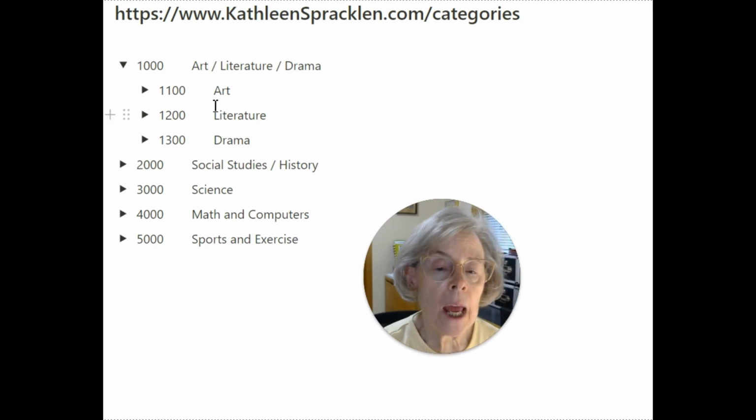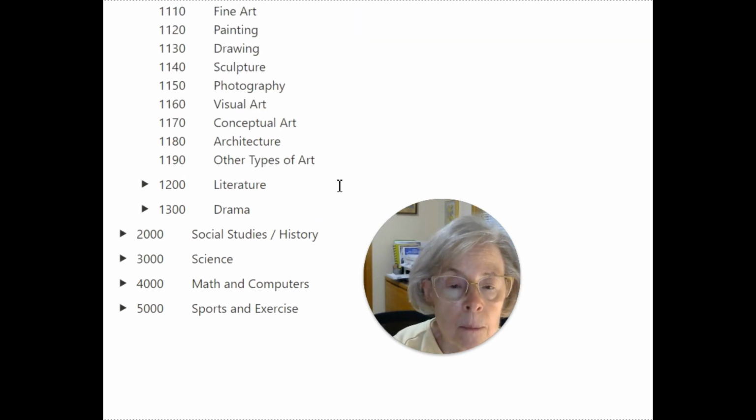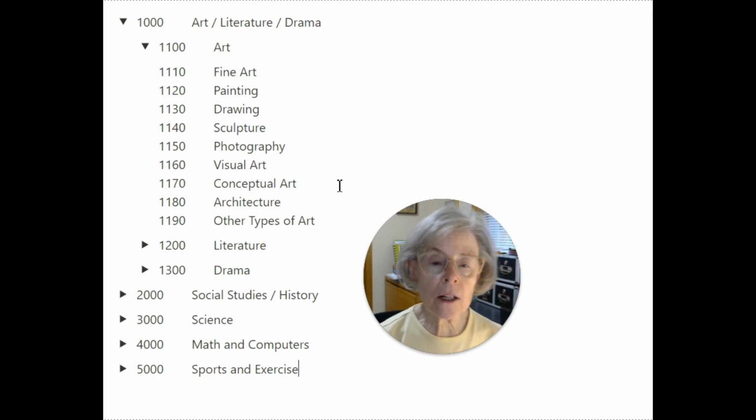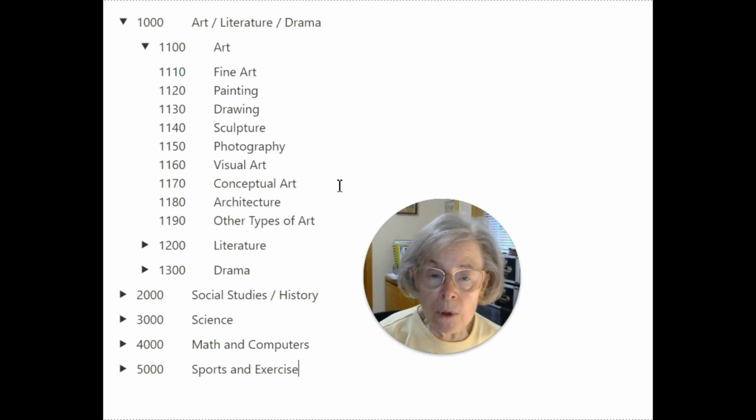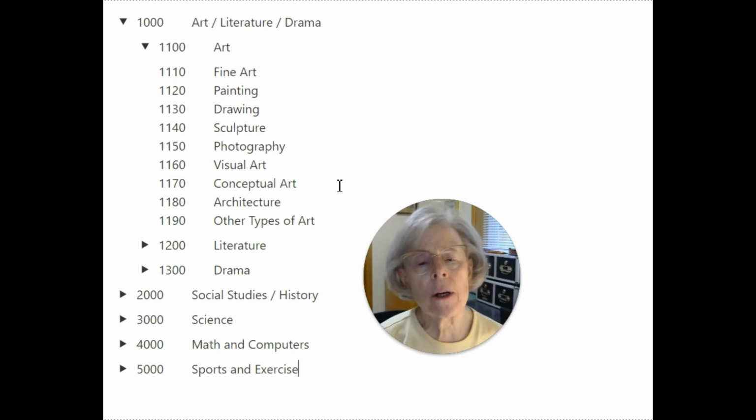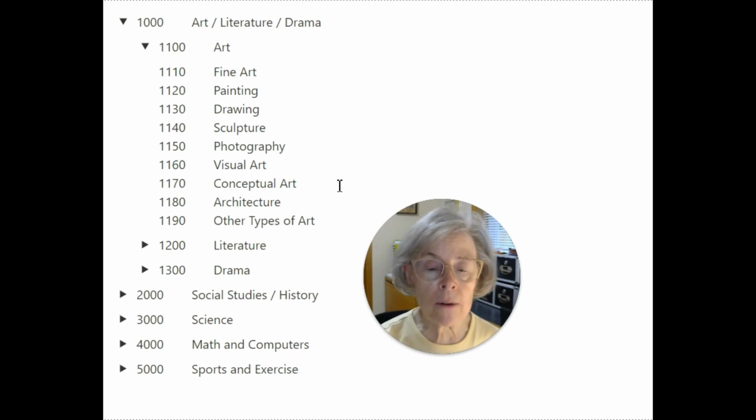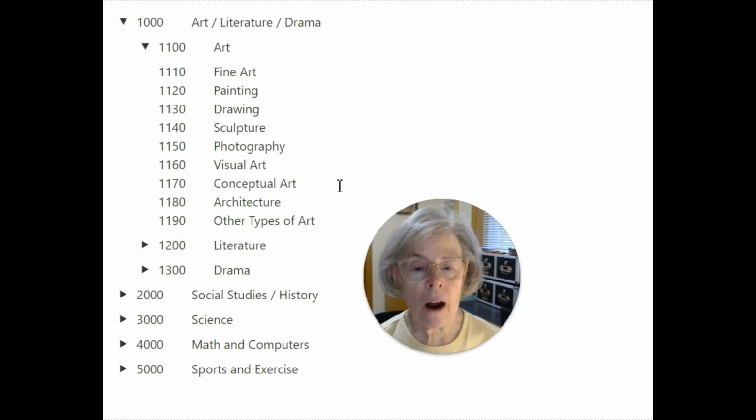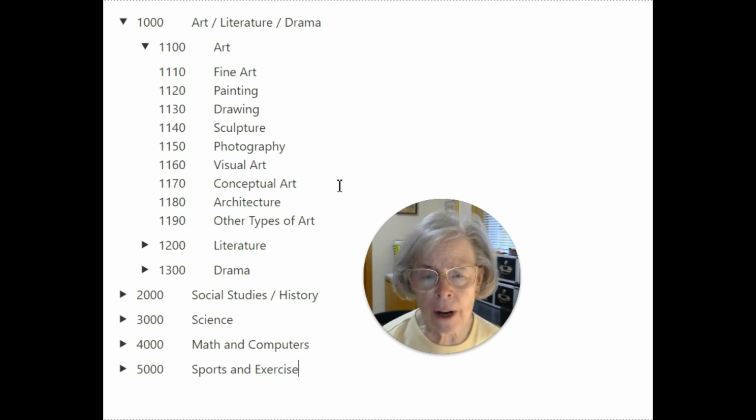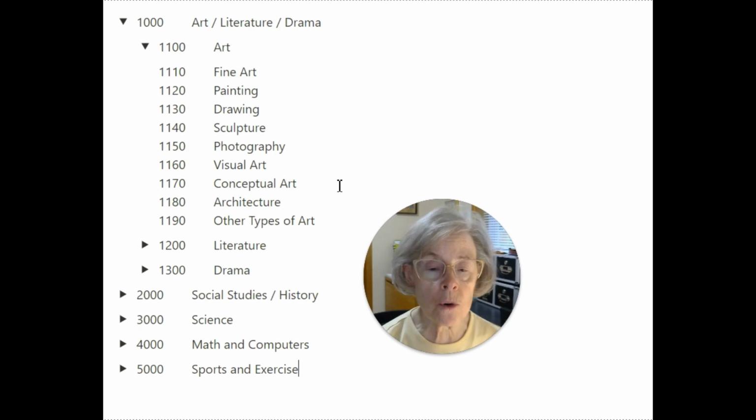Pretty handy, huh? Then if I want to break down art some more, I can bring it down to different categories: fine art, painting, drawing, sculpture. I used Google to say, hey, what are the categories of art? And it gave me all different ones, and I kind of assembled them all together and came up with that list. If you are super knowledgeable about art, you'll probably be scratching your head and saying, well, that's not the list I'd use. Well, great. Use your own. That's the whole idea. You can use your own.